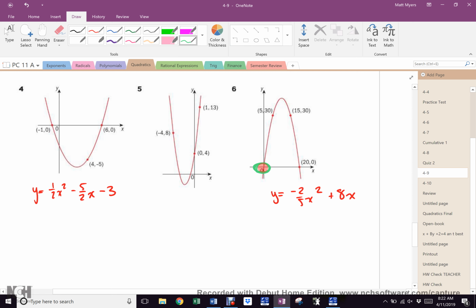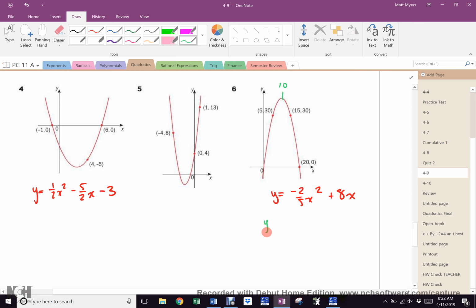Technically, you don't know that that's through 0, 0, do you? But you do know it's through 0, 0 because these two are 10 apart, right? So the vertex has to be at 10, doesn't it? So this has to be 10. That's 10 away. That's 10 away. So you know that's 0, 0. Everybody cool? So it's okay to use the roots here.